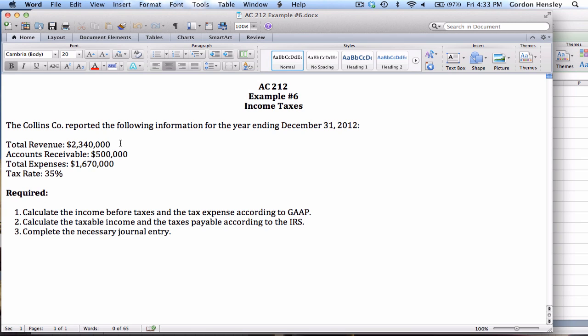2012. Total revenue, $2,340,000. Accounts receivable, $500,000. Total expenses, $1,670,000, and they're in a 35% tax bracket. Under the requirements, number 1, we are to calculate the income before taxes and the tax expense according to GAAP. Number 2, we're going to calculate the taxable income and the taxes payable according to the IRS. And then finally, on number 3, we're going to complete the necessary journal entry to record both of those.